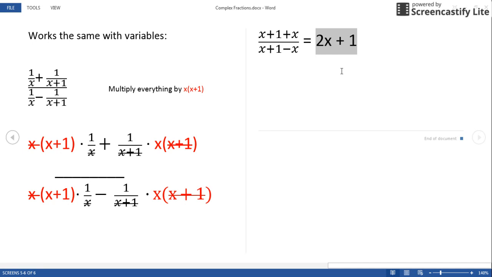We should always simplify things as much as we can. Always simplify as far as possible. No need to have a 1 on the bottom of anything. And remember that to get rid of those complex fractions, we multiply everything top and bottom by the lowest common multiple.